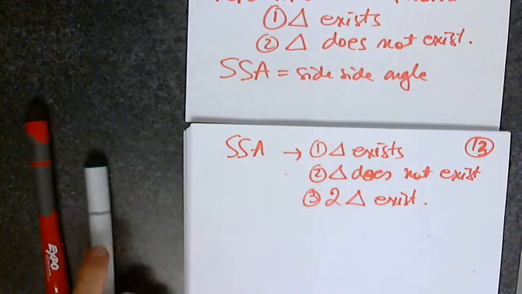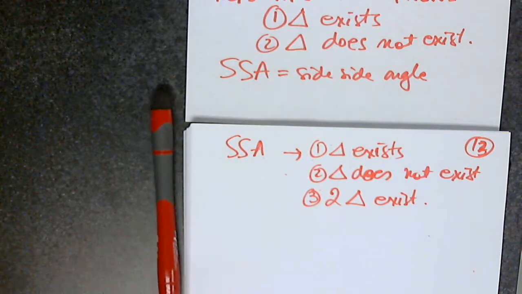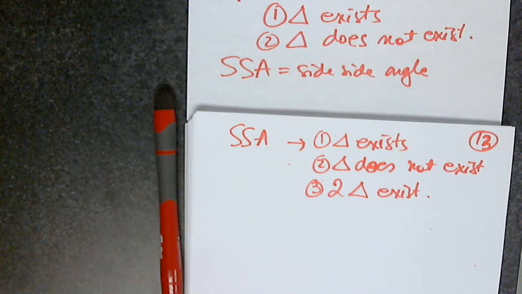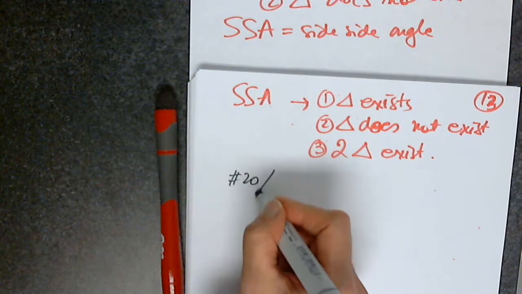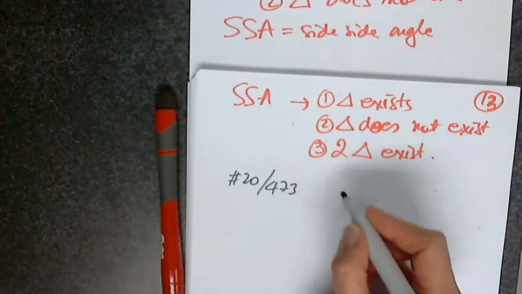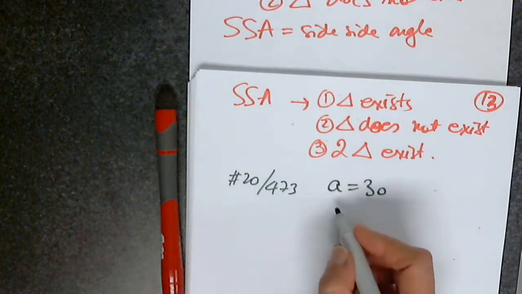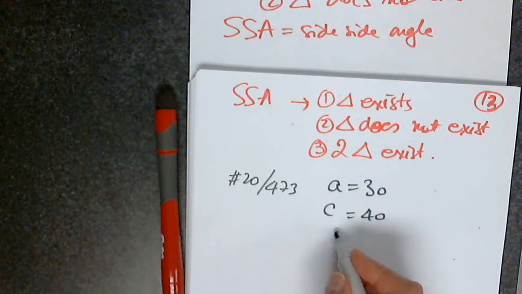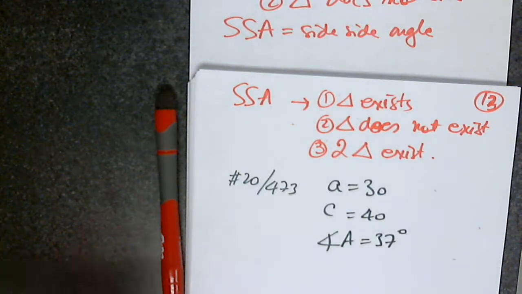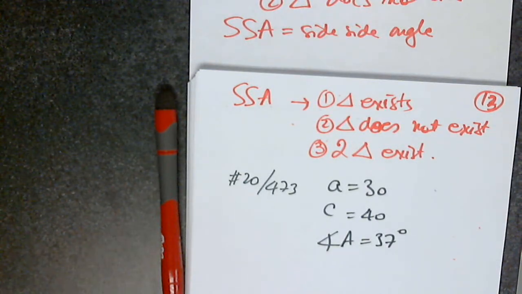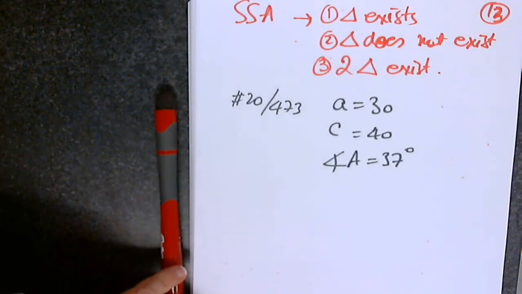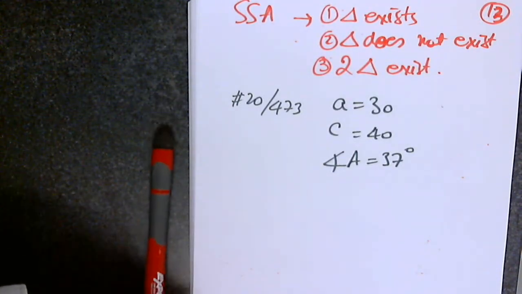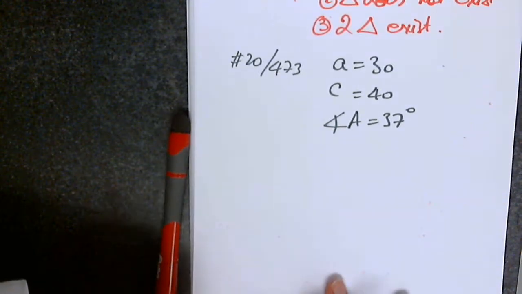Ready for an example? Let's say problem 20 on page 473. We are given lowercase a equals 30, lowercase c equals 40, and angle A is 37. We're asked to use the law of sines to solve for all possible triangles that satisfy the given conditions. So side little a is 30, side little c is 40, and the angle A is 37.